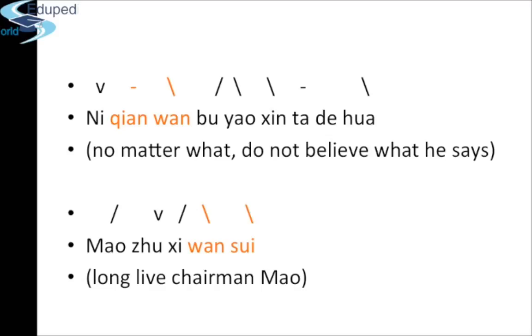Another phrase that has been heard often in Chinese past is the partial phrase 万岁. 万岁 means long live. After this phrase, the person may add the name of someone in power. So you may hear something like 毛主席万岁, which means long live Chairman Mao.